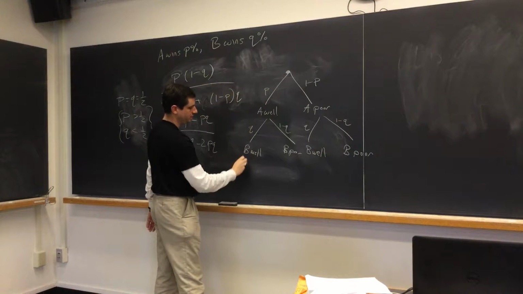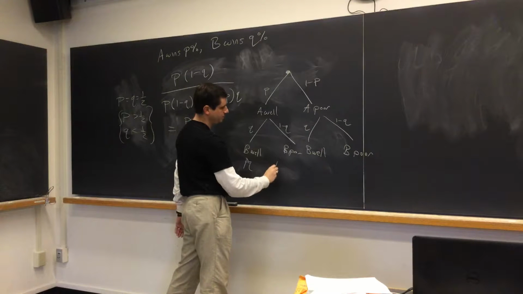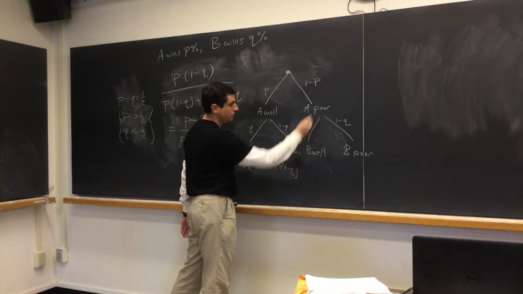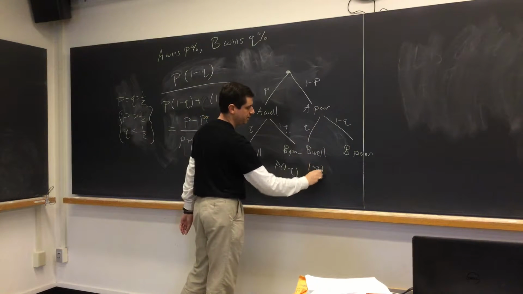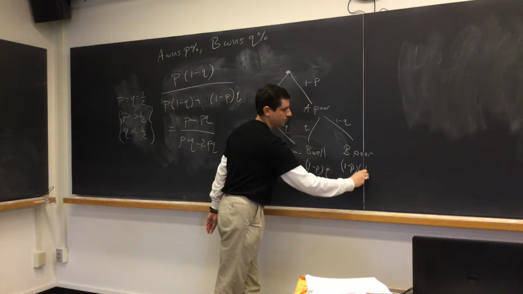So now to come down here, the probability we end up at this point is PQ. The probability we end up here is P, 1 minus Q. The probability here is (1 minus P) Q. And the probability here is 1 minus P.